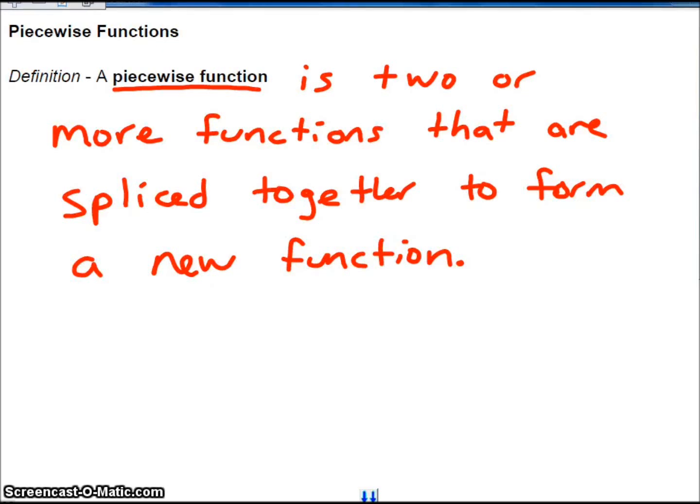Okay, so continuing with section 2.2, I'd like to talk about piecewise functions next. A piecewise function is two or more functions that are spliced together to form a new function.